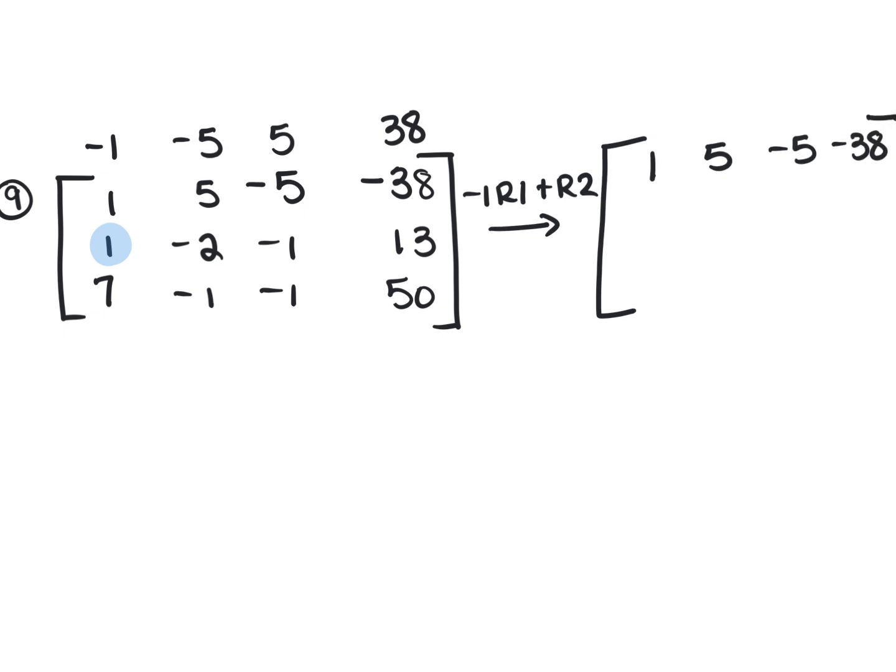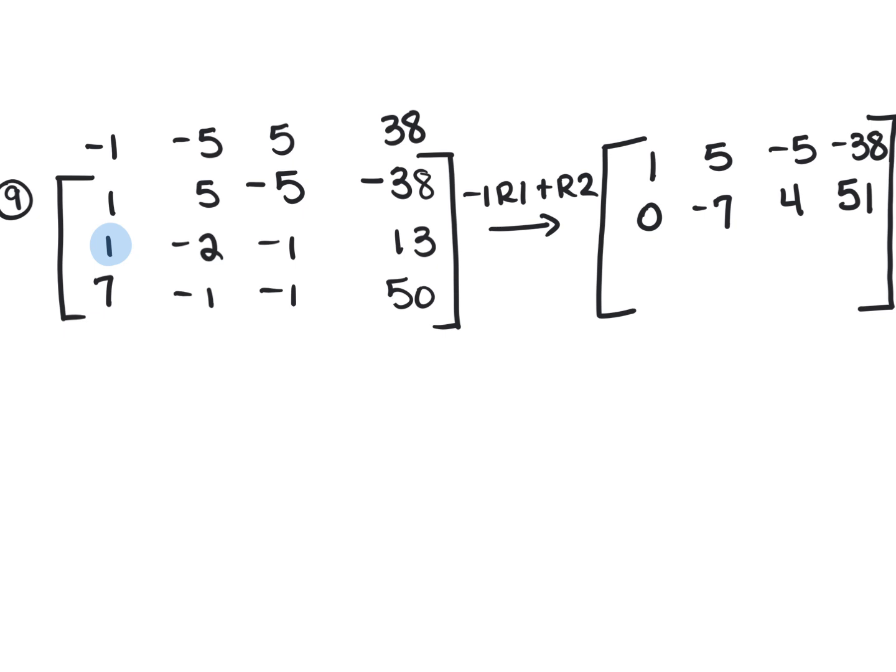And then as we add the outside numbers to the second row, I have negative 1 plus 1 is 0. Negative 5 minus 2 is negative 7. I have 5 minus 1 is 4. And 38 plus 13 is going to give me 51.